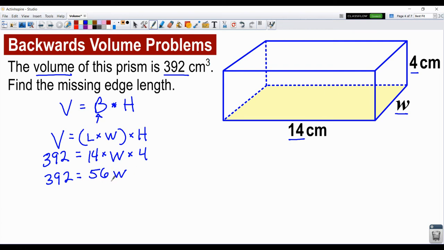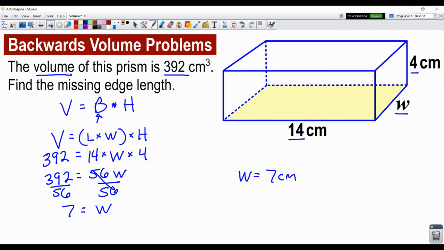So how do we break up this times? Well, we divide by 56. On this side, we're good. It cancels. And we bring down the W, bring down our equal. So what is 392 divided by 56? And we get an answer of 7. So our final answer, the missing width, is 7, and don't forget units, centimeters.